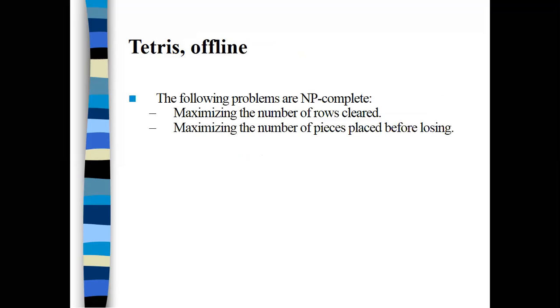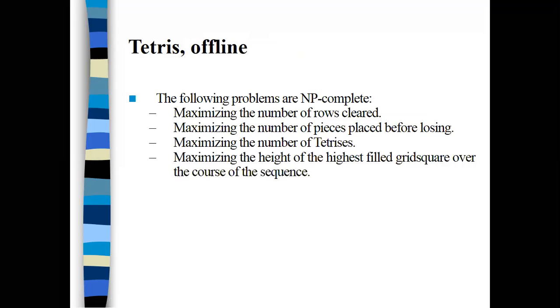So the following problems are NP complete problems, because you can complete it easily, non-deterministically, if you are focused on your game. Maximizing the number of rows cleared, so you have to clear the rows. Maximizing the number of pieces placed before losing. Maximizing the number of matrices. Maximizing the height of the highest filled grid square over the course of the sequence.